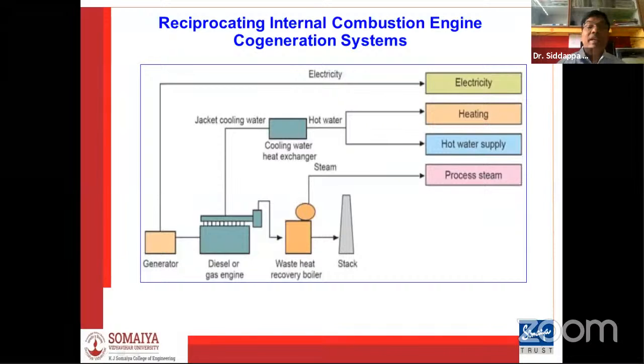Maybe you'll get a low pressure steam at high quality, or a low quality steam at high pressure, depending upon your requirement. And then the gases will be exhausted to the atmosphere via a chimney or stack, depending upon where the plant has been located. Now, this is the utilization of internal combustion engine exhaust energy for different applications: for power generation, for heating and water supply, and for process steam generation. And then it is called an internal combustion engine cogeneration system.